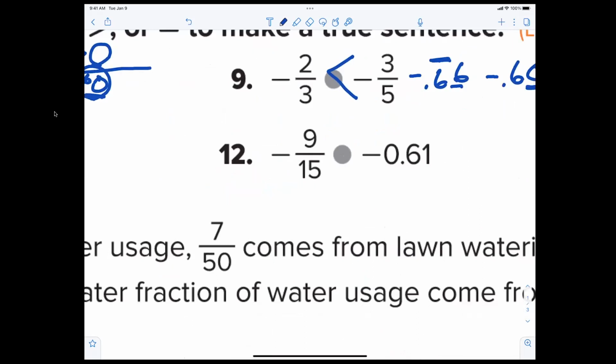Ooh, you got a good one. Anytime I look at 9/15, I can reduce that, correct? What does that reduce to? Let's see if you remember. I'll give you a hint. What can you divide both numbers by? Yes, ma'am. So that becomes what? And yes. And so -3/5 is what decimal?